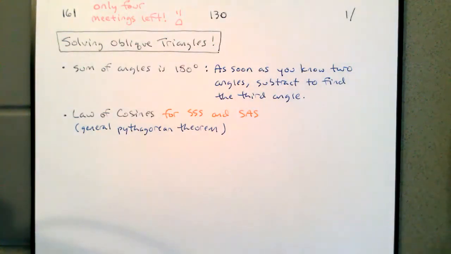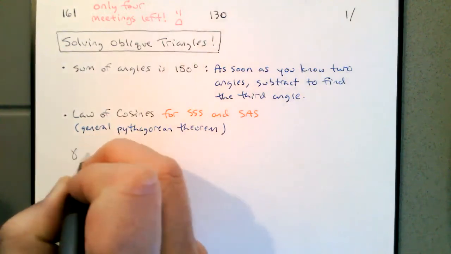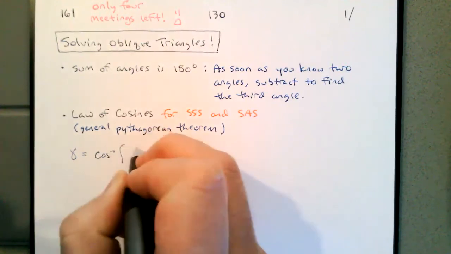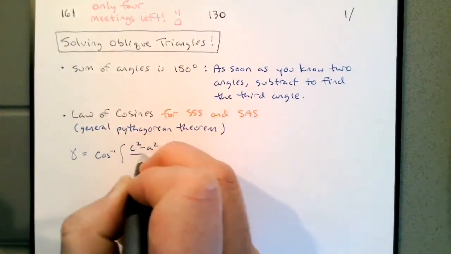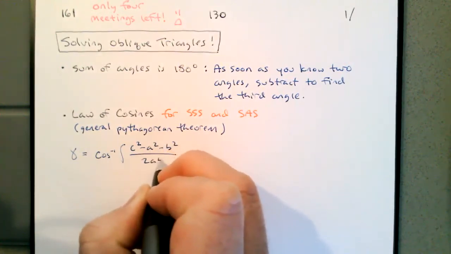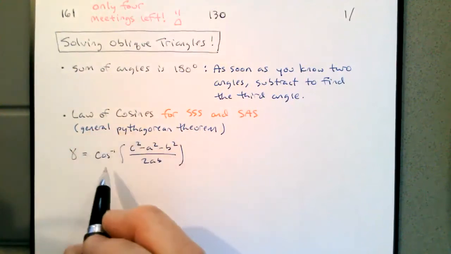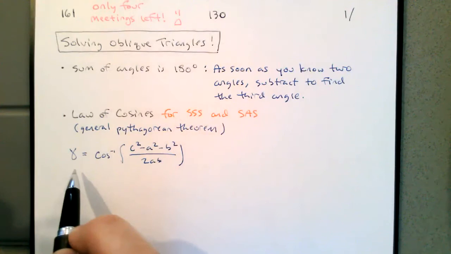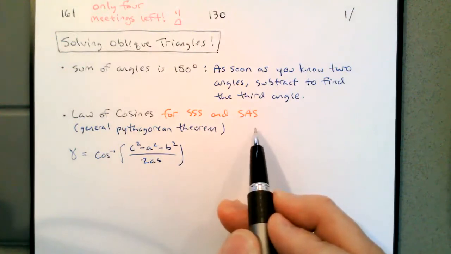But we can use the law of cosines to find an angle. So say I'm going to do gamma, because I always do gamma. Gamma is the cosine inverse of c squared minus a squared minus b squared, all over 2ab. So we use the law of cosines if we have all three sides. We can use the law of cosines to find an angle. We can also use the law of cosines if we have two sides and the included angle.